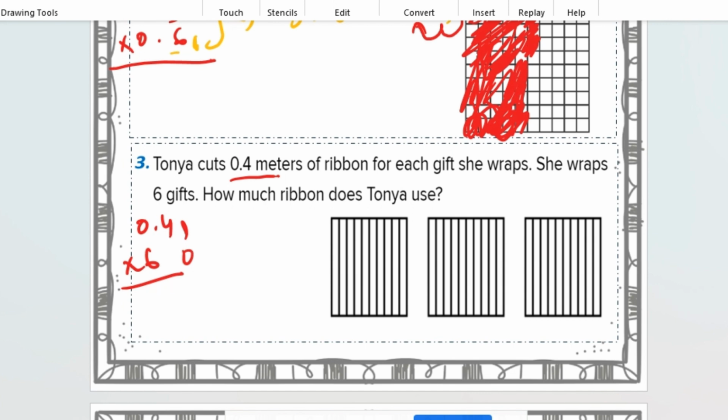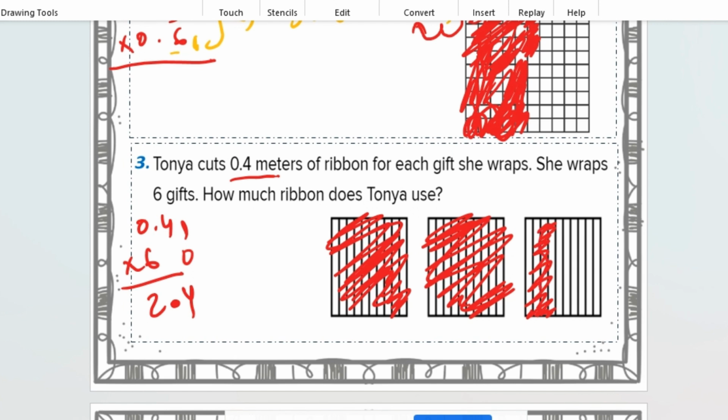So for the 24, the decimal point moves 1 unit to the left, so it's 2.4. The answer is 2.4. And how do we show 2.4? This is 1, this is 2, and 4. 1, 2, 3, 4, only 4 columns.